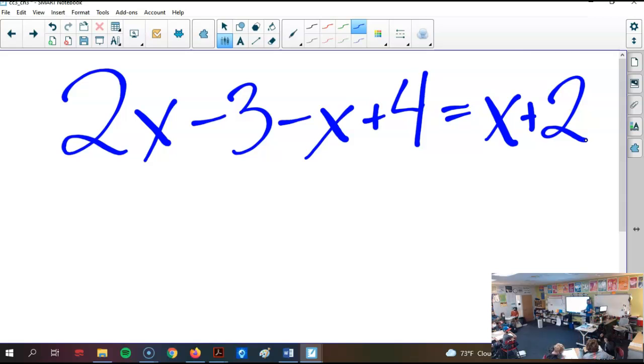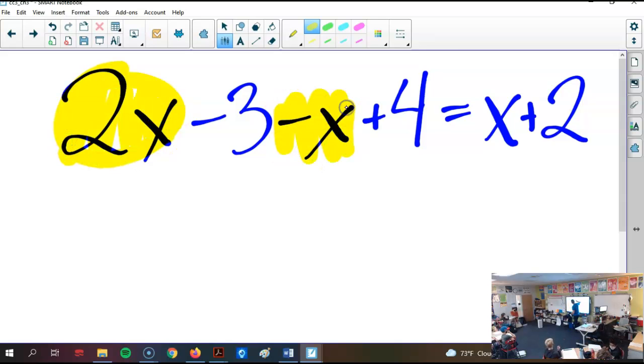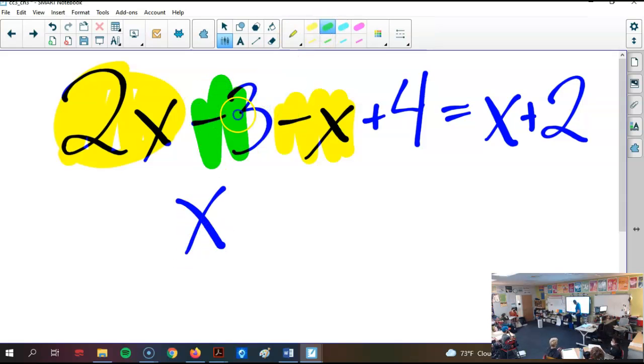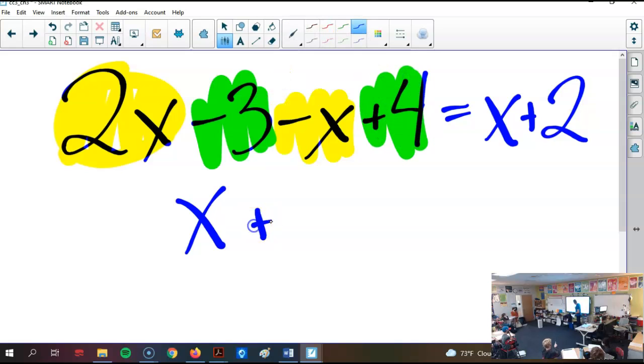Okay, so basically, you can smush the 2x and the negative x and make that x. And then you smush the negative 3. X plus 1 equals x plus 2. So it's the circle with the line through it.